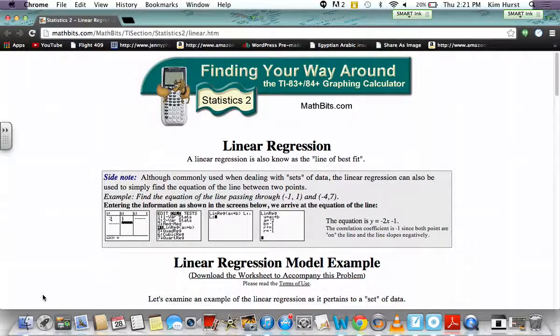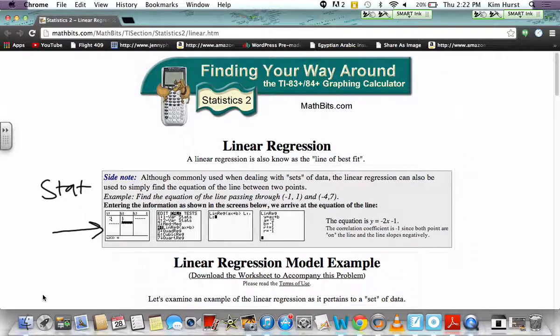So with a linear regression, you have to be able to use your graphing calculator. So this right here is how you can find it. This is the easiest way to go about finding a linear regression. So the first thing that you do is you need to hit the stat button.